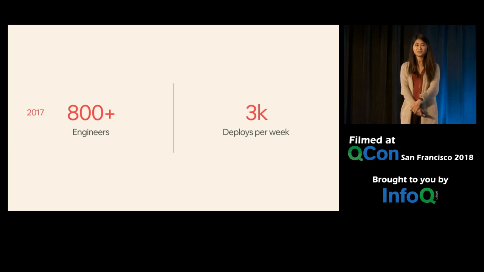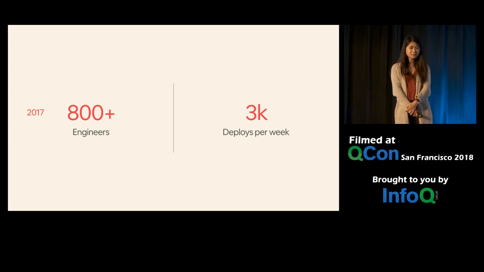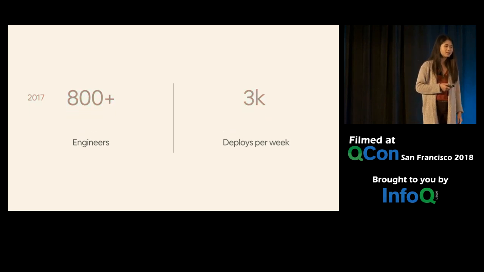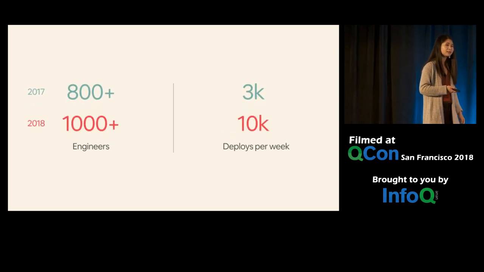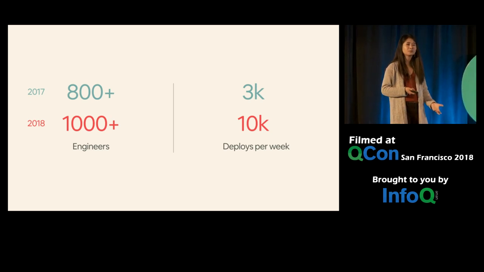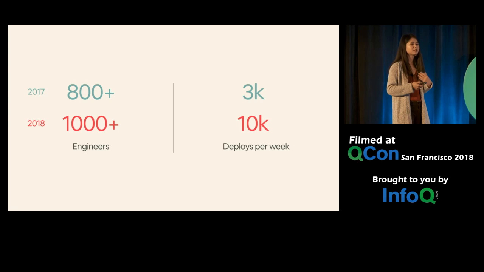Last year, we had around 800 engineers, and we're doing 3,000 deploys a week. This is about 1 every 3.5 minutes. Now we've increased to around 1,000 engineers, but we're doing 10,000 deploys a week. This is about 1 every minute. So we're able to get engineers' code out to production faster and more reliably.